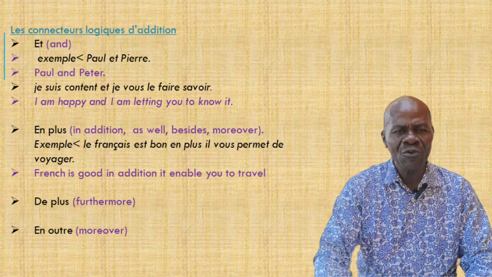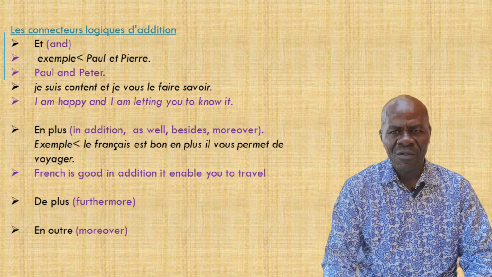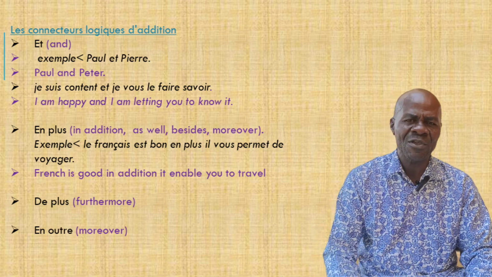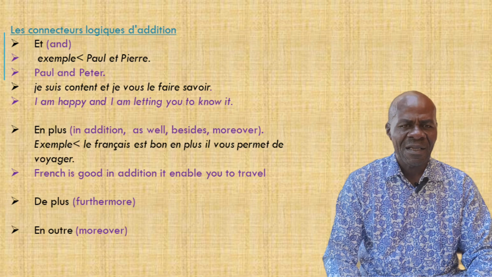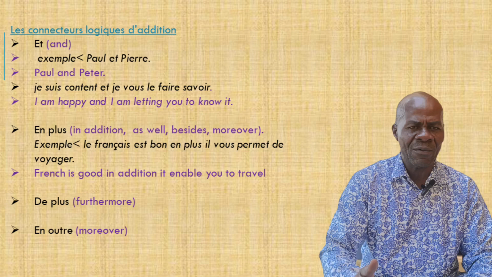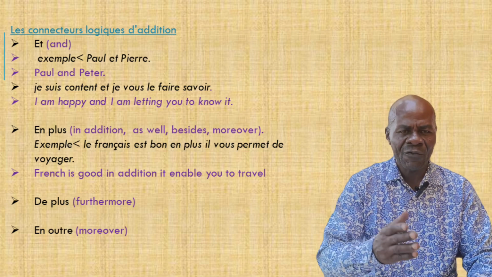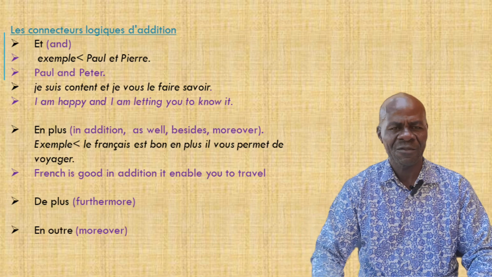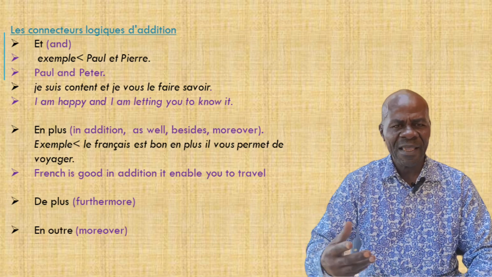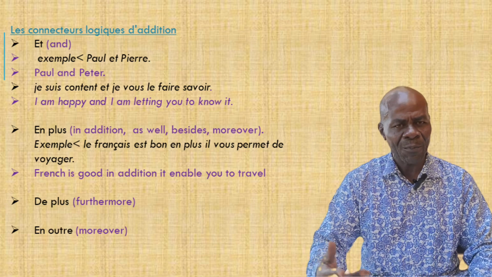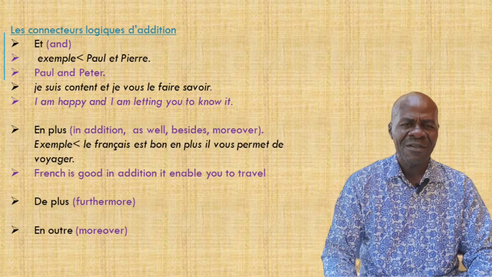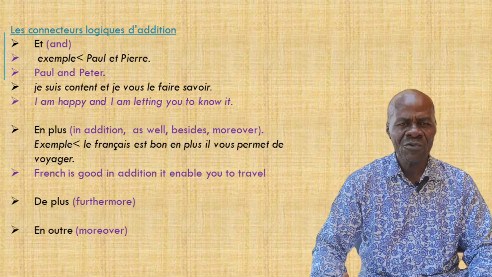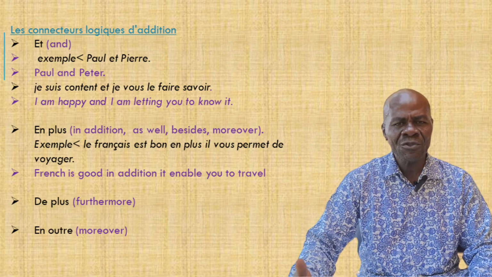You also have en plus. En plus. Now you have two examples to give or two instances to give. You can say, le français est bon. This is the first idea. Le français est bon. En plus, il vous permet de voyager. You see? Le français est bon. French language is good. En plus, in addition, il vous permet de voyager. En plus. Vous voyez, French language is good. In addition, it enables you to travel.